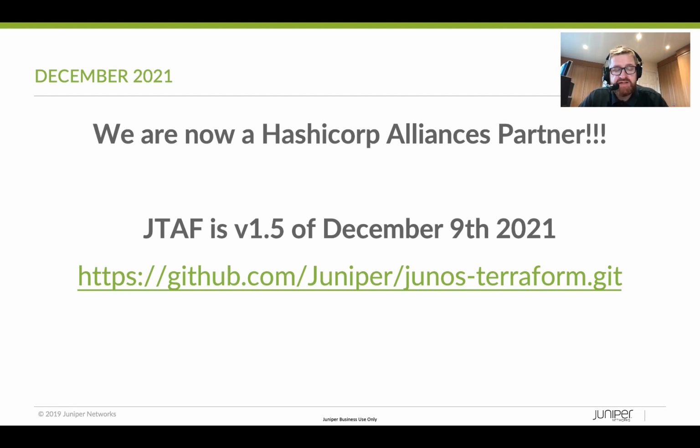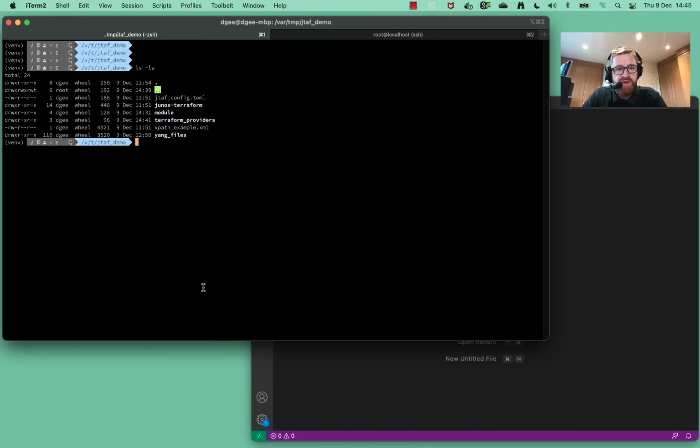JTAF is maturing pretty rapidly, so in 1.5 we now handle lots more edge cases around Yang, and it's beginning to get quite complex in terms of how it handles those models. For more information, you can go to github.com/juniper/junos-terraform.git, and in this short video I'm going to take you through building a provider using JTAF 1.5.